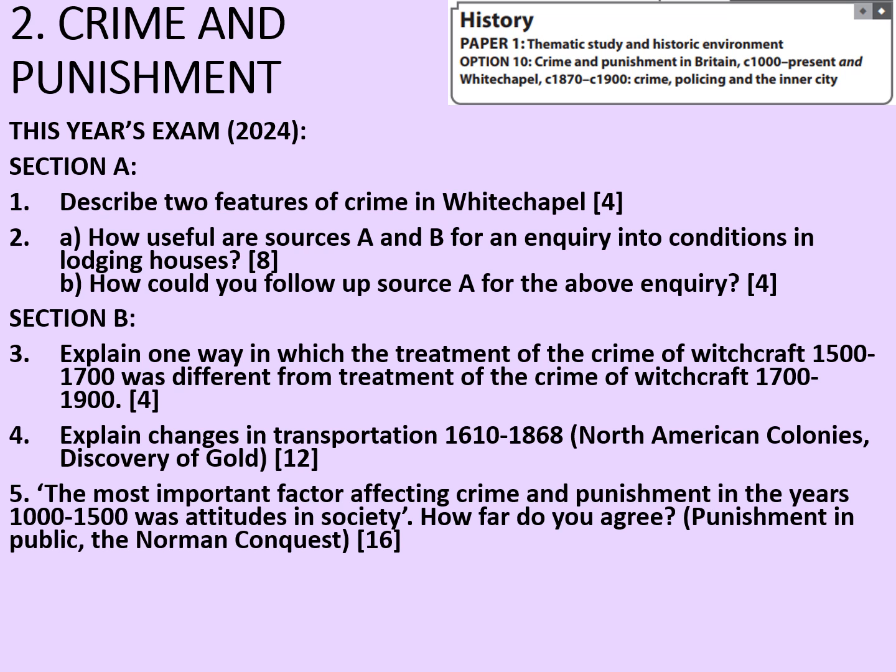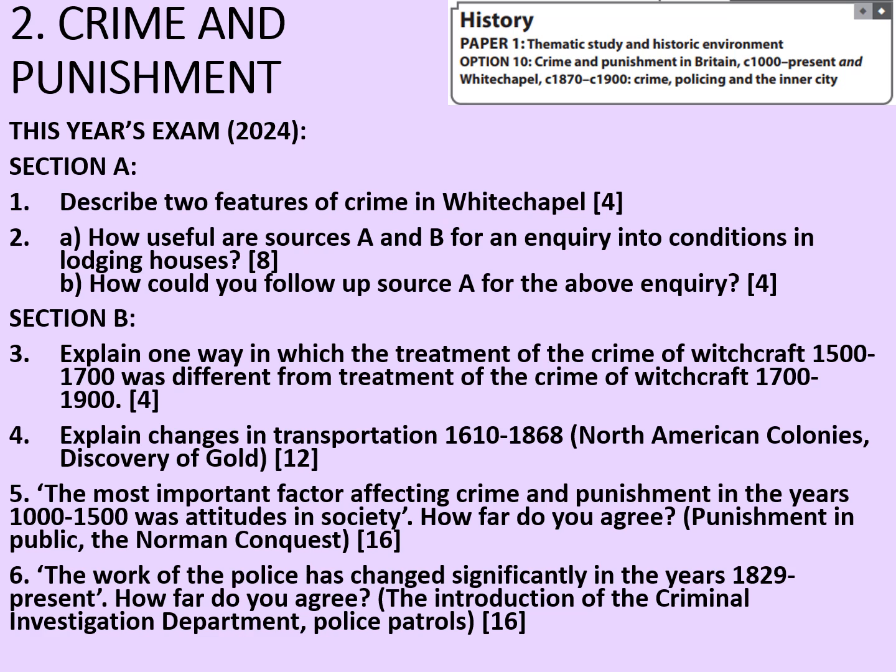The most important factor affecting crime and punishment in the years 1000 to 1500 was attitudes in society. How far do you agree? Punishment in public and the Norman conquest were the stimulus points. And the other option for the 16 marker, the work of the police has changed significantly in the years 1829 to present. How far do you agree? The stimulus points here were the introduction of the Criminal Investigation Department, or CID, and police patrols.